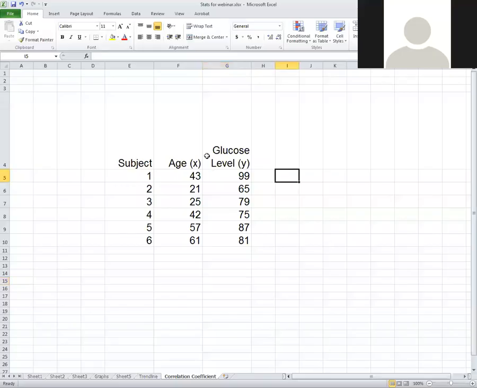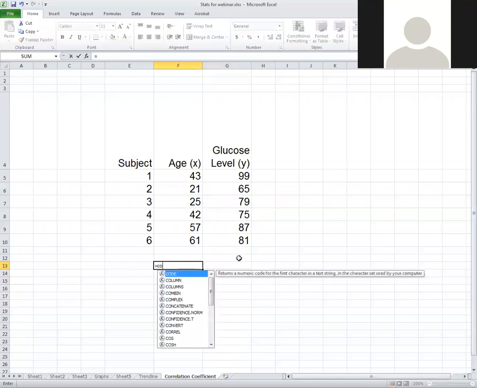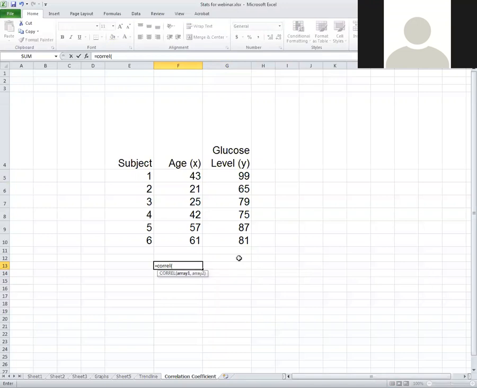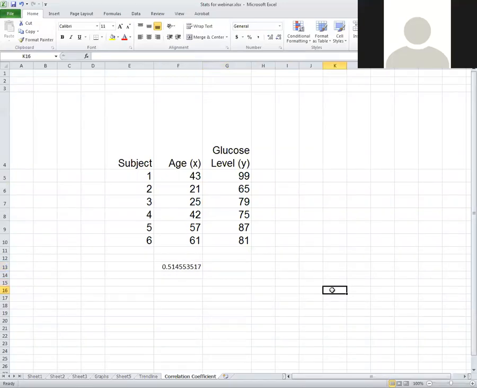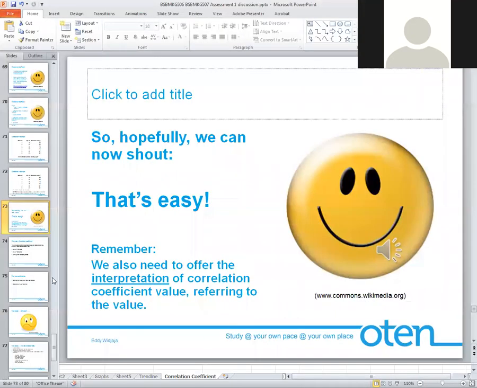Now let's have a look at the data. This is the data that we have before. As discussed before, types equal sign, types correl, open bracket. See, this instruction shows the setting, my computer shows comma. Array the first one, comma, array the second one, close bracket. Hit enter. That's one. That's the correlation coefficient value that we have for this observation.